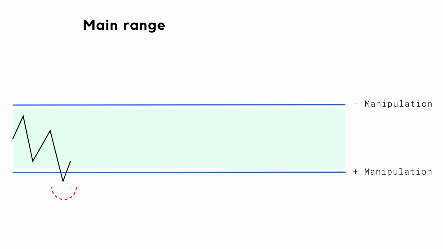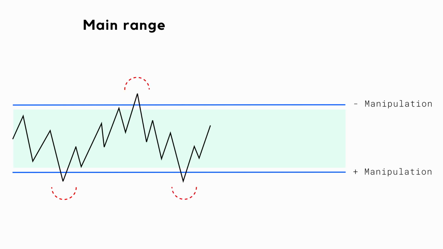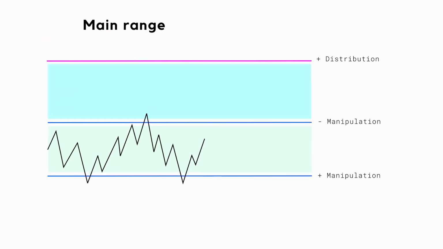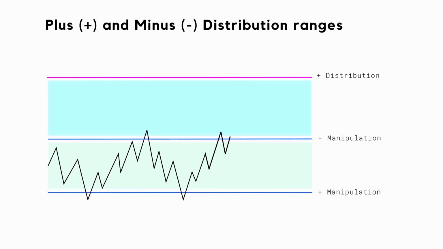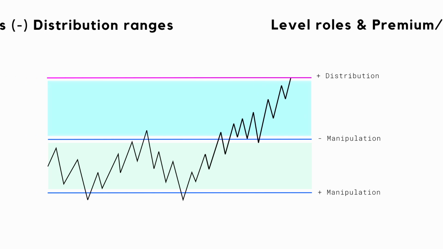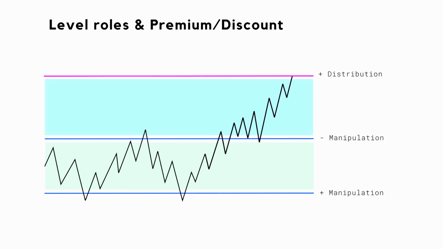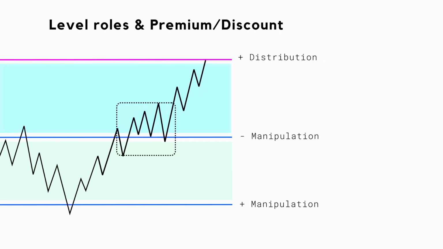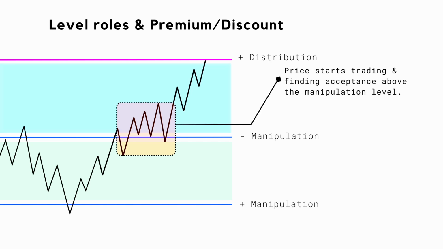So, we want to wait for price to reach one of these 2 levels and wait for a reaction off of them. As we said, we want to see price reach one of these manipulation levels, but once price starts trading above or below the main range, and finds consolidation inside one of the upper or lower ranges, then we want to shift focus and switch roles for the manipulation range. If it was acting as support, now it does as resistance and vice versa.